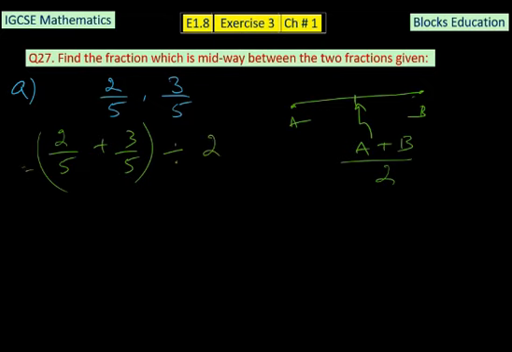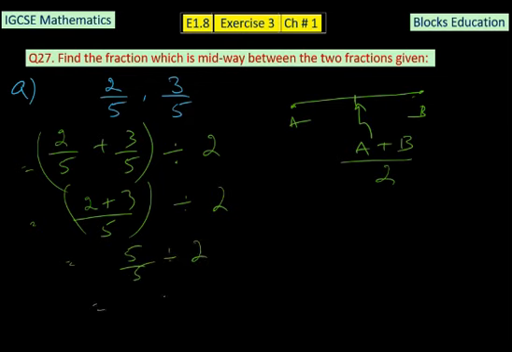So let's solve it. So 5 is the LCM, so we have 2 plus 3 over 5, divided by 2, and it is 5 over 5 divided by 2, which is 1 divided by 2, can be written as 1 over 2. So this is the midway fraction.